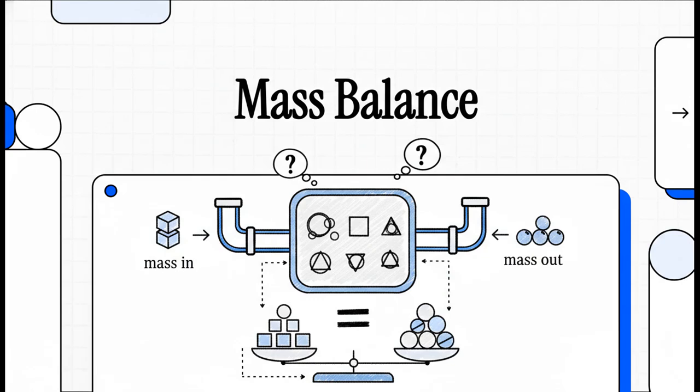Today, we're going to break down a concept that is absolutely fundamental to engineering. I'm talking about everything from a massive chemical plant all the way down to your coffee maker. It's called mass balance. And trust me, while it might sound a little intimidating, it's really just a super powerful way of doing bookkeeping, but for stuff.